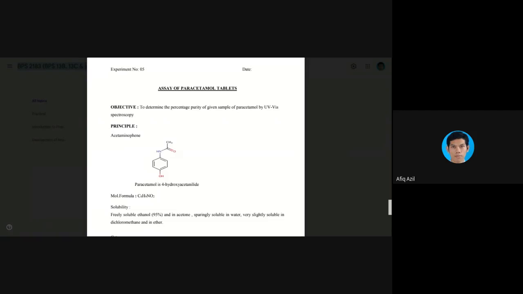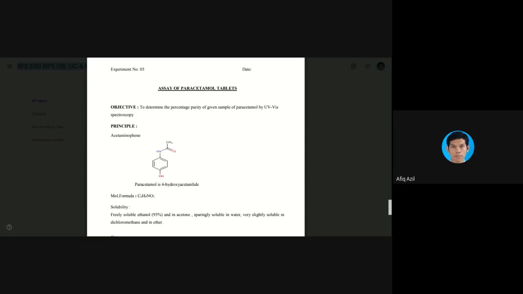Okay, for example, if you buy the Panadol brand of paracetamol tablet, it usually has, let's say, 500 mg. Okay, 500 mg of PCM, which is available in each of the tablets. So you are doing an assay test to check whether each tablet contains exactly 500 mg or whether it is more or less than the value.